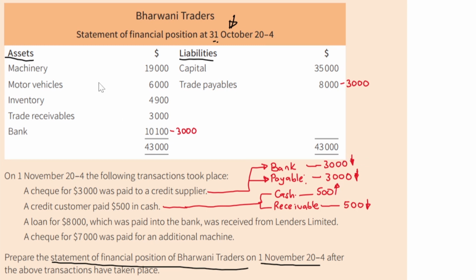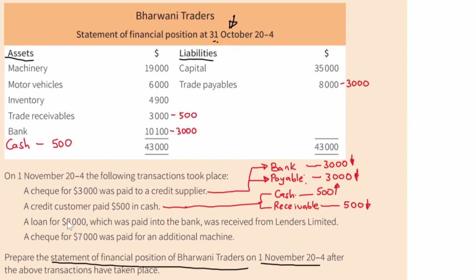So how is it going to affect our statement of financial position here? When you look at the side of assets, we do not have cash, so we have a new asset called cash at hand. Let me call that 500. It increased by 500. Then the receivables reduced by 500, so I'll simply come here and say minus 500, like that. So moving on.